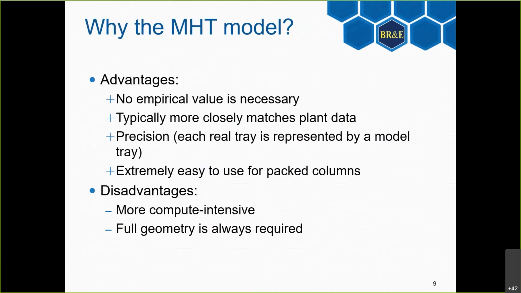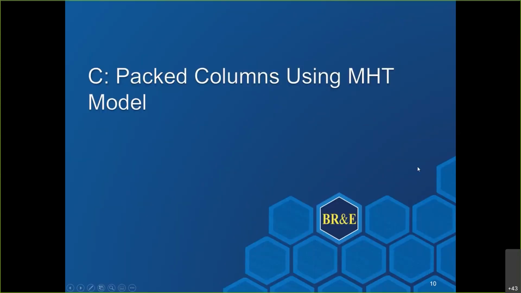One thing I'm mentioning here, and that's also the motivation why we're even doing this webinar, is that it's extremely easy to use for packed columns. You will see this in a bit in a demonstration. Of course, each coin has two sides, so I cannot only talk about the advantages. There are some disadvantages. One of them I've already mentioned, and that's that full geometry is always required. The other disadvantage is that it's a bit more compute intensive. Since this model is more complex than the ideal stage model, it also takes a little longer to converge.